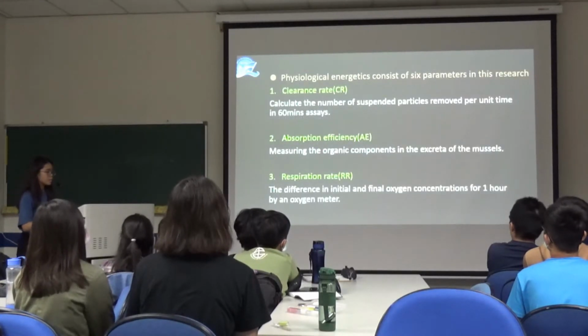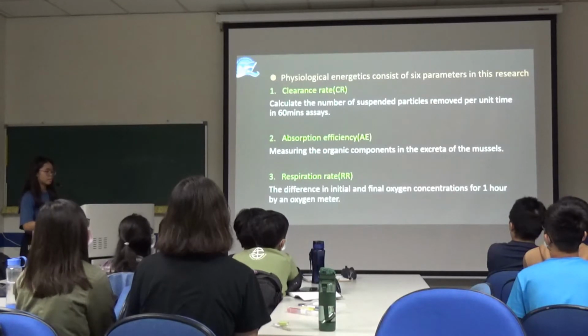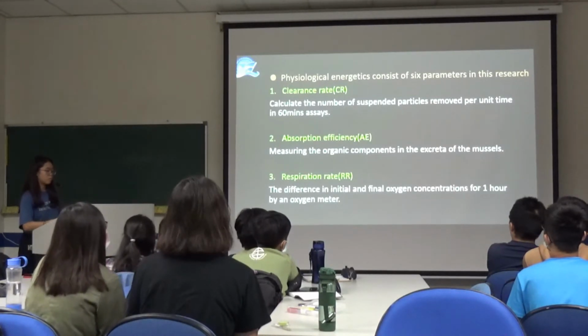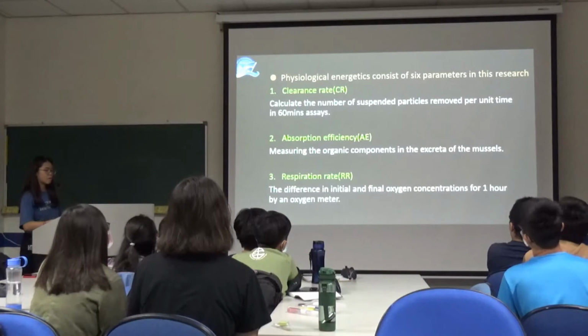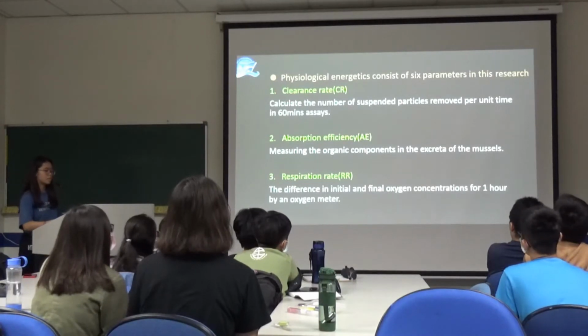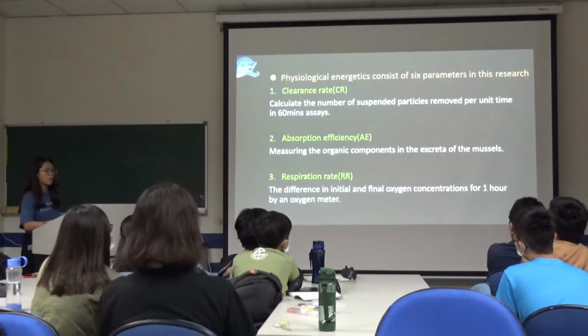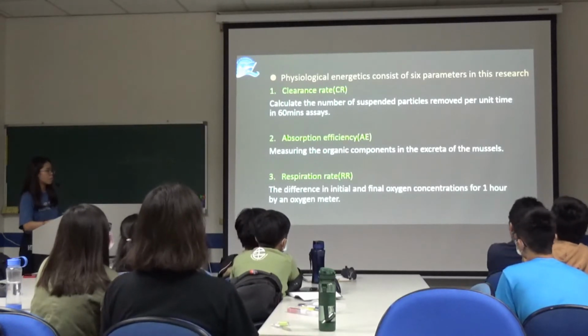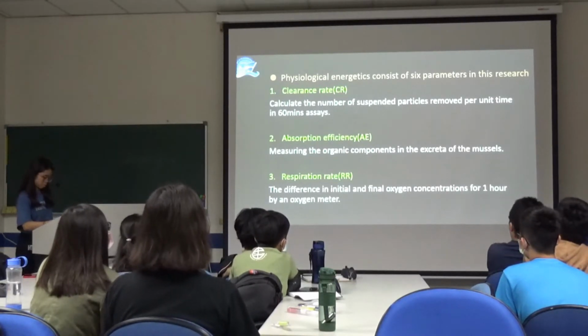So first, the clearance rate calculates the number of suspended particles removed per unit time in a 60-minute assay. And the second one is absorption efficiency, measuring the organic component in the excreta of the mussel. And the third one is respiration rate. It measures the difference in initial and final oxygen concentration over 1 hour by an oxygen meter.